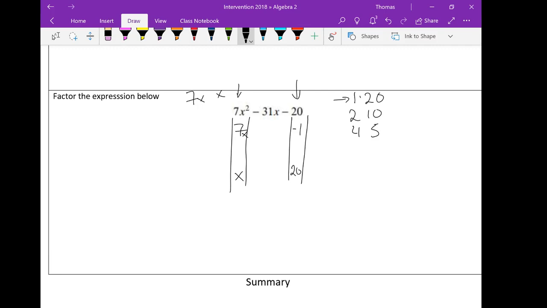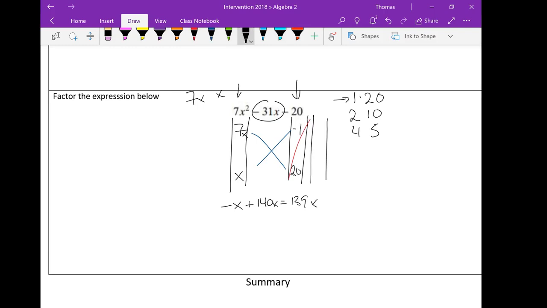Right, so I just took a factor of -20, put it in a box. Now we're going to cross and add up. So -1 times x is -x. 7x times 20 is 7 times 2 is 14, so 140x. Then 140x minus x equals 139x. Not even close, right? We needed to get to -31. So I don't like this factor pair. So I'm going to cross it out, and we're going to pick a new one.